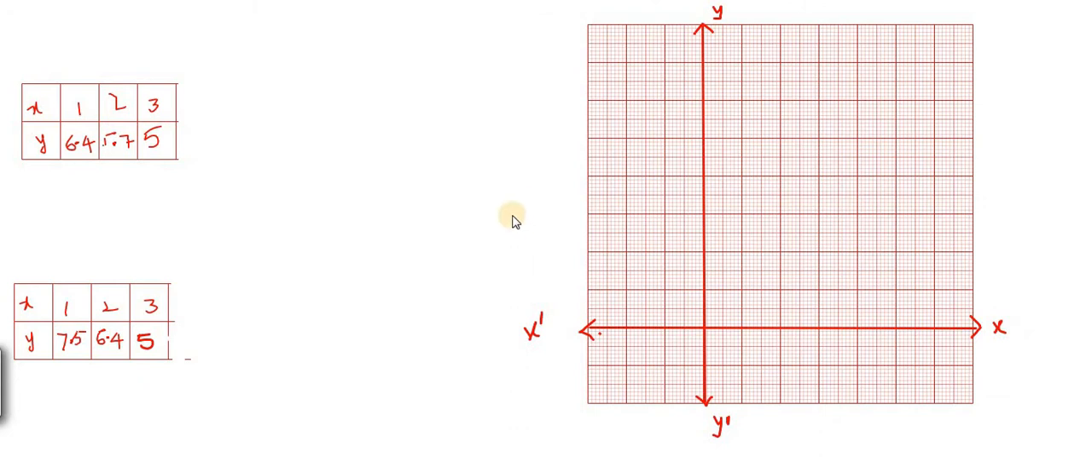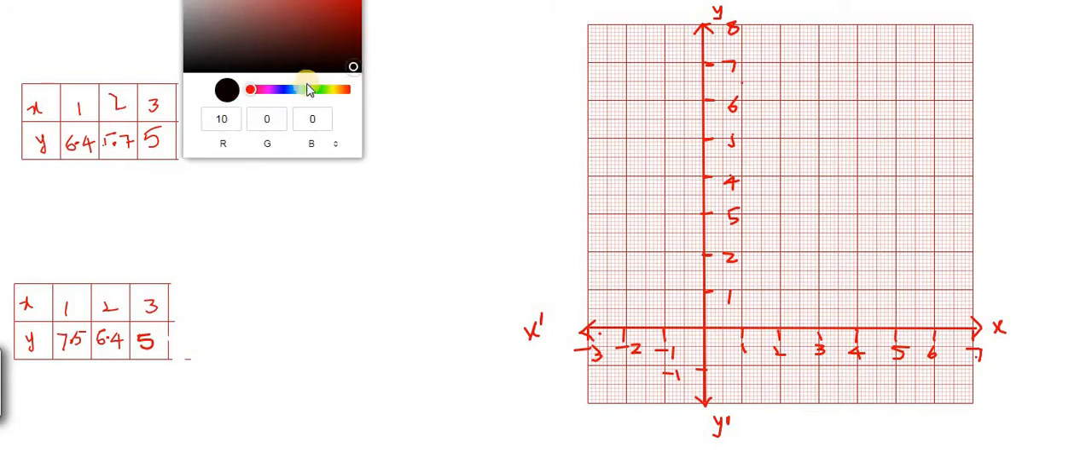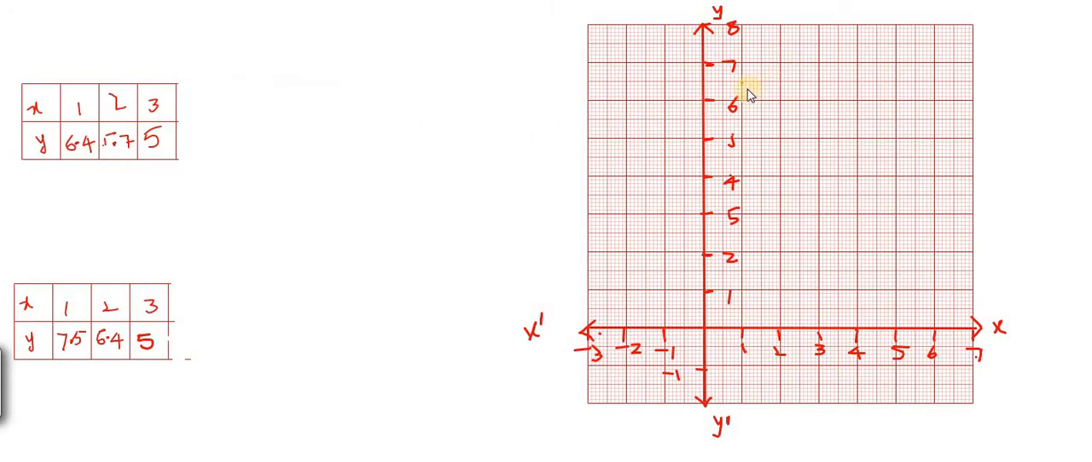Okay, so now we need to plot the graph. First graph, so 1 comma 6. First we locate the points. Now we can locate the points 1 comma 6.4. So 1 is here and 6 is here, 6.4 somewhere here. 1 comma 6.4. I'll take black color so it looks okay. 1 comma 6.4. Okay.